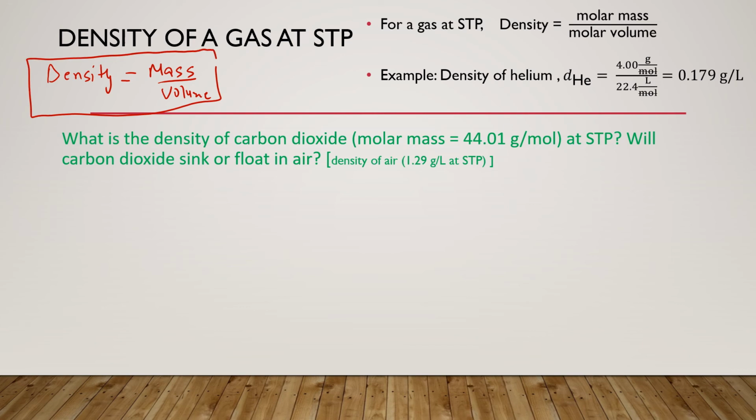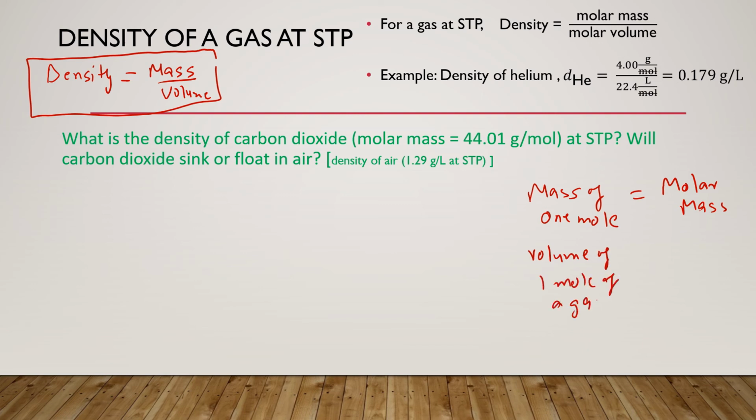This is the formula of density. Now in chapter number 5 we learned that the mass of 1 mole of any gas is equal to its molar mass. And in this chapter we learned that the volume of 1 mole of a gas is equal to 22.4 liters. And yes, I know this formula only works at STP, so let's put that in.